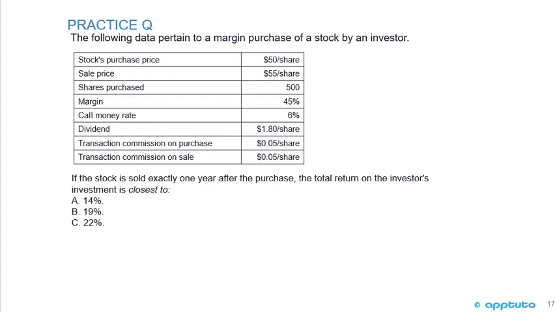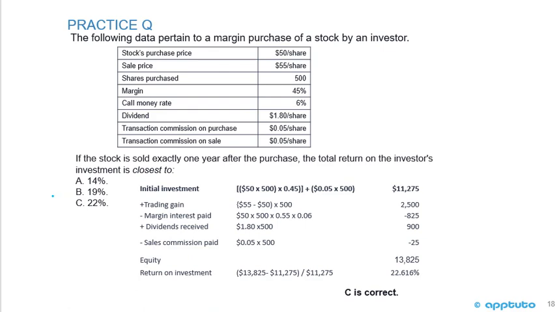So you can see stock purchase price $50 per share, sale price $55, shares purchased 500, margin is 45%. So in this case, they gave us the percentage, not the leverage ratio. Call money rate 6%. Dividends $1.80 per share, transaction commission on purchase 5 cents per share, transaction commission on sale 5 cents per share. If the stock is sold exactly 1 year after the purchase, total return on the investor's investment is 14%, 19%, or 22%, closest to.